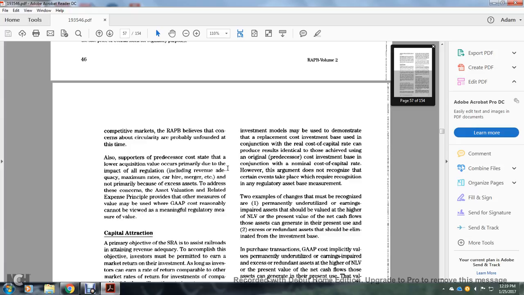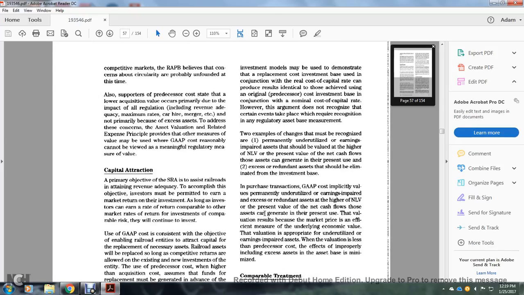regulatory assessment measures. For example, the changes must be recognized with permanently underutilized earnings. The impaired asset should usually be valued at the higher of the net liquid value or the present value of the net cash flow that the assets can generate in their present use. Redundant assets should be eliminated from the investment base.